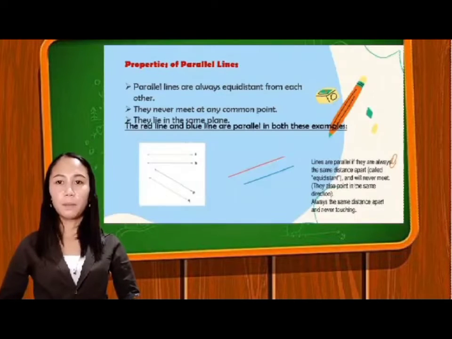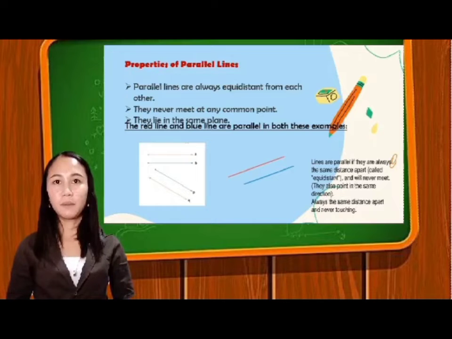Now, let's move on to the properties of parallel lines. Parallel lines are always equidistant from each other and they never meet at any common point. They lie in the same plane.